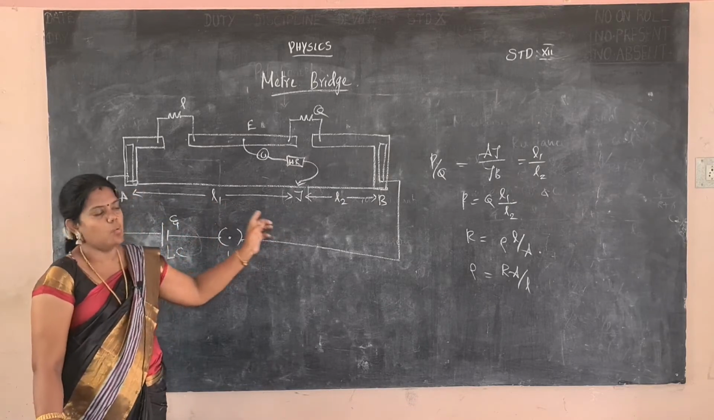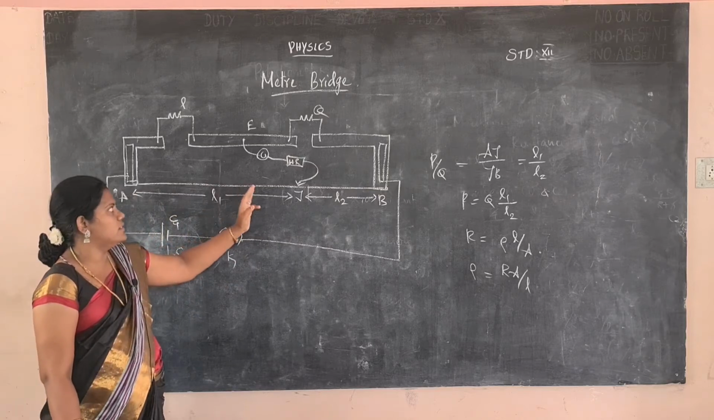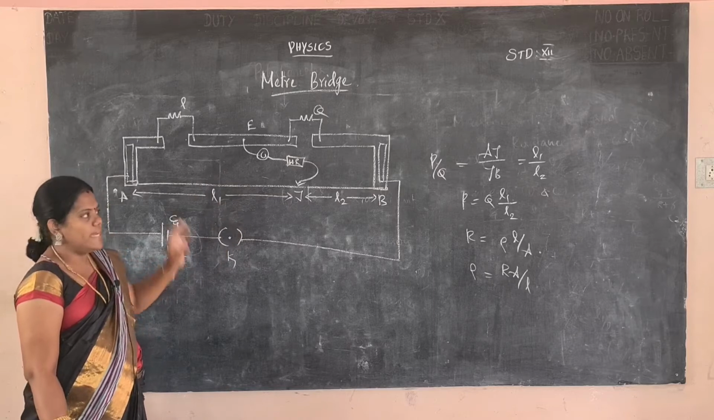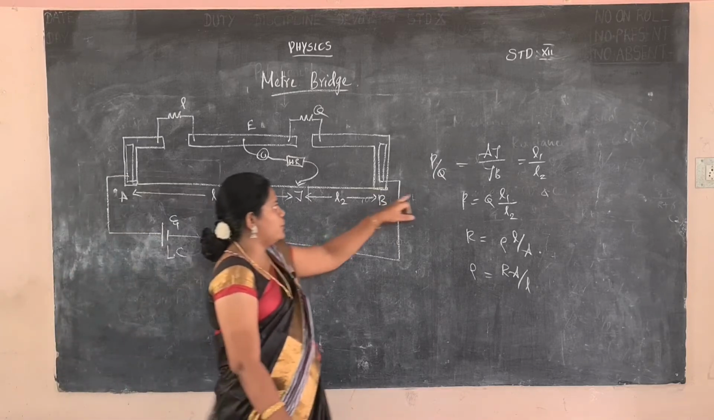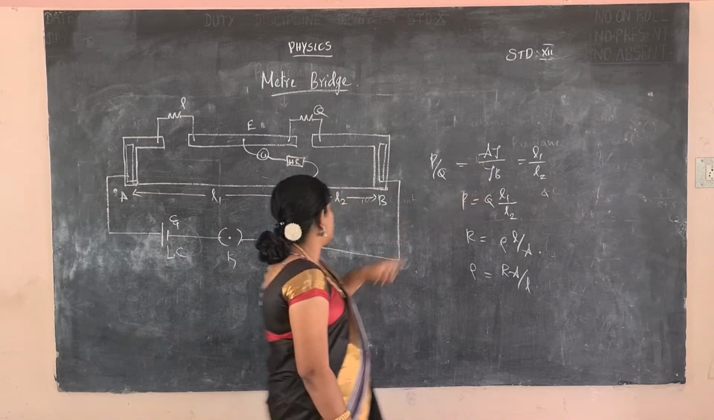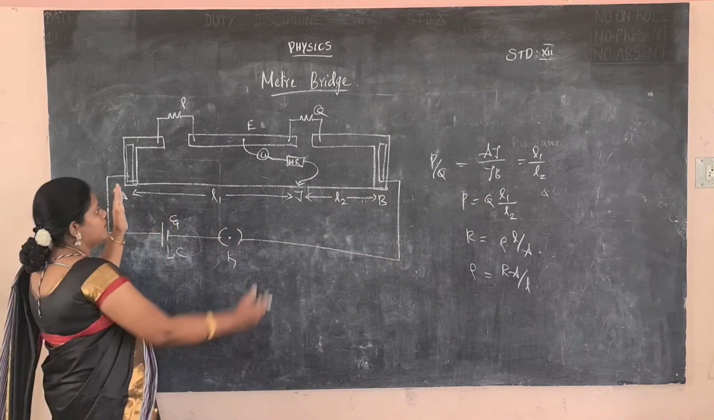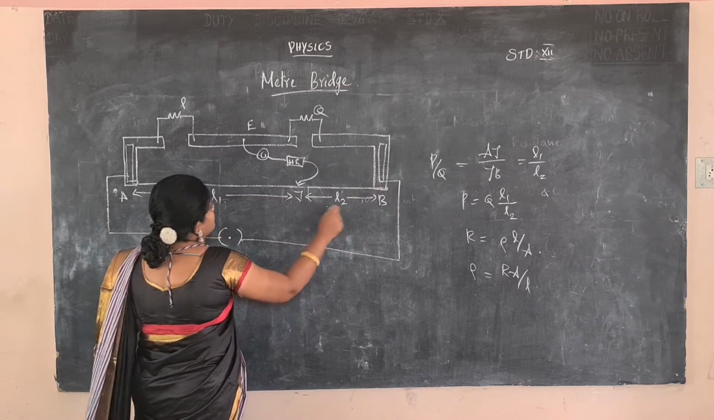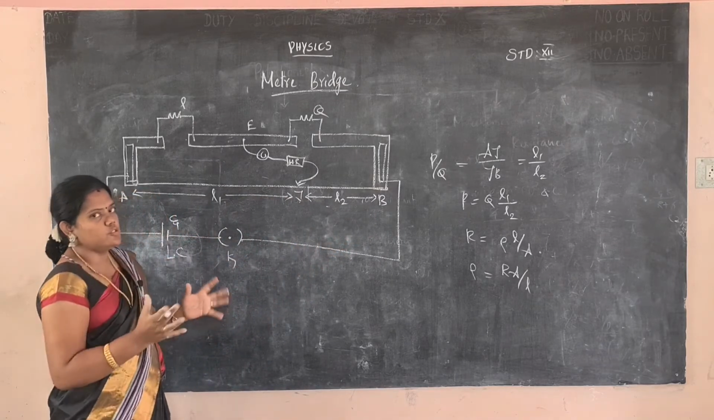1 meter long wire. At one point the galvanometer shows null deflection. That is the point we have to note down. So P by Q will be equal to AJ by JP. What is the meaning of AJ by JP? AJ is L1, JP is L2. AJ by JP, these are the two balancing lengths.